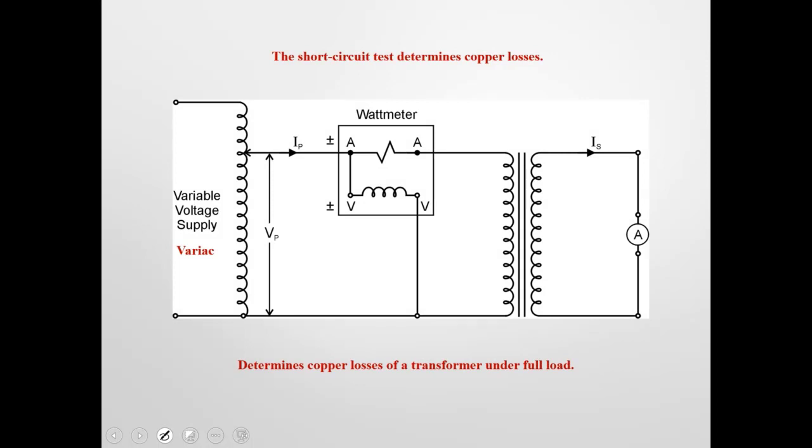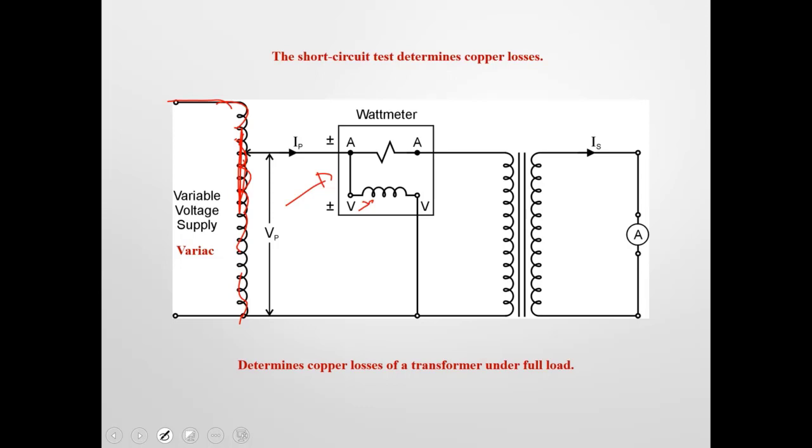Okay, how can we figure out the full load copper losses on a transformer? Well, we do this thing called the short circuit test. So we would take a variac here. A variac is an autotransformer, so basically we can dial it up and down and adjust the voltage. So it's a variable voltage supply. We'd put a wattmeter on, and so we have our current coil connected and our voltage coil connected. And this is going to read our copper losses in this case.